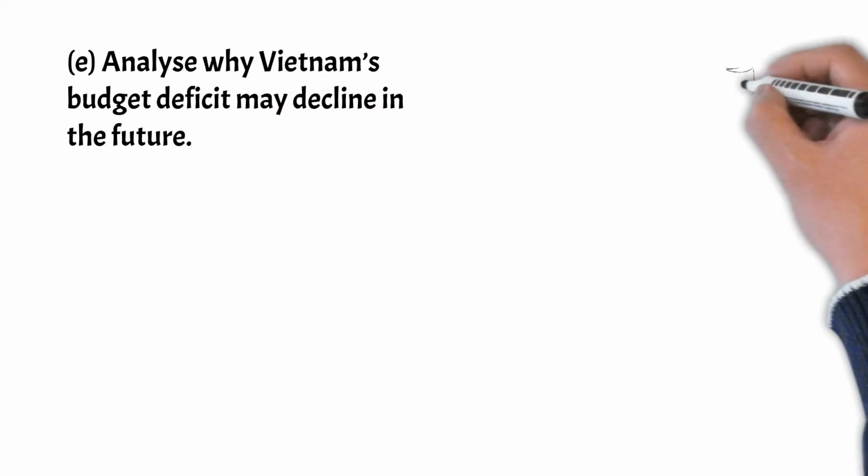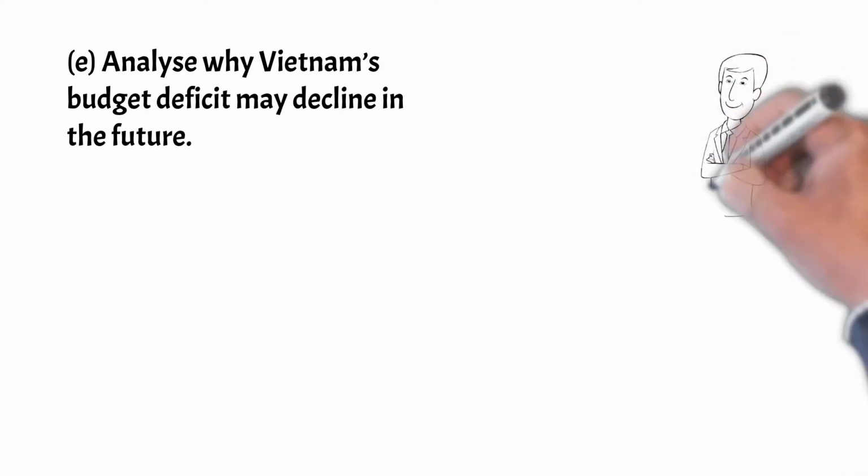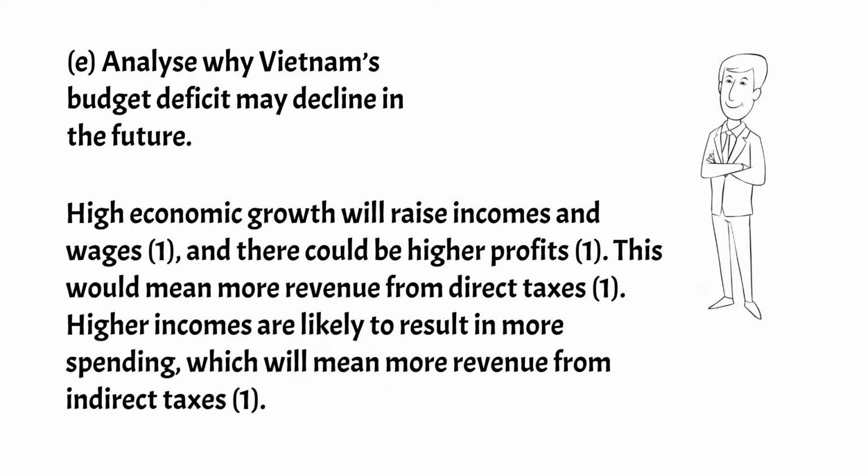The next question is analyze. This is all about explaining the impact of a problem or an issue. Analyze why Vietnam's budget deficit may decline in the future. Okay, so the deficit is basically too much spending and not enough tax income for the government. So, we need to mention things that would affect government spending, or tax income, or both.